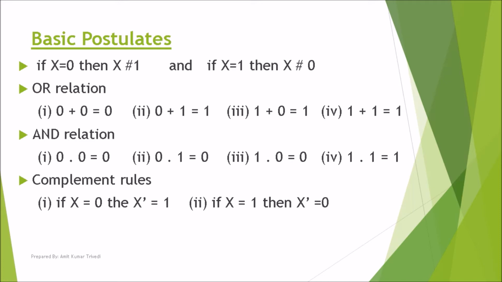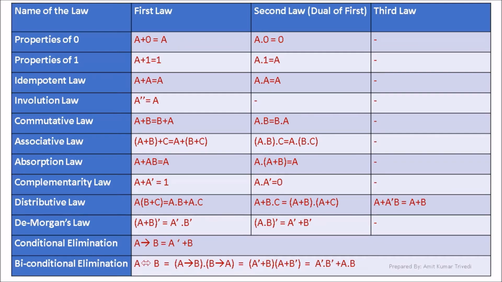Now we'll talk about some Boolean laws. Here are some propositional laws. First one is the properties of 0. Students, you can see when we add 0 to a variable, we get the variable only, and when we multiply 0 with a variable, we get 0 only. You can see every second law is simply the dual of the first one.